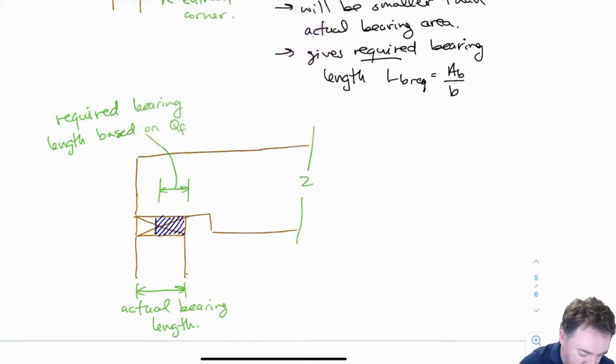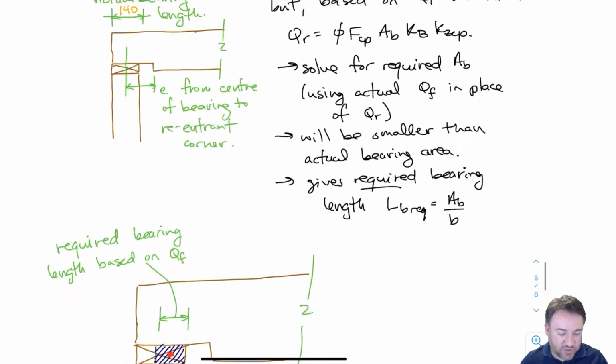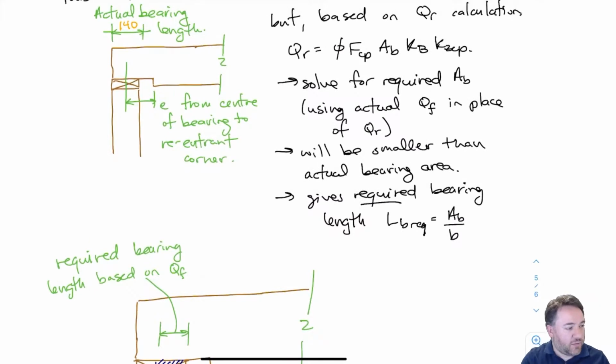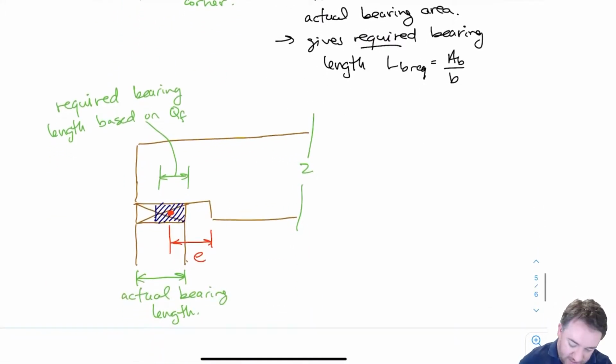Then I can find the middle of that bearing surface and calculate E based on that instead of going from the center of the actual support. You can see how now that I've bunched things up towards that side and I have a shorter bearing surface, my E is also going to decrease relative to the case up here, where we were looking at the center of the full bearing to the reentrant corner. So this is my E required.